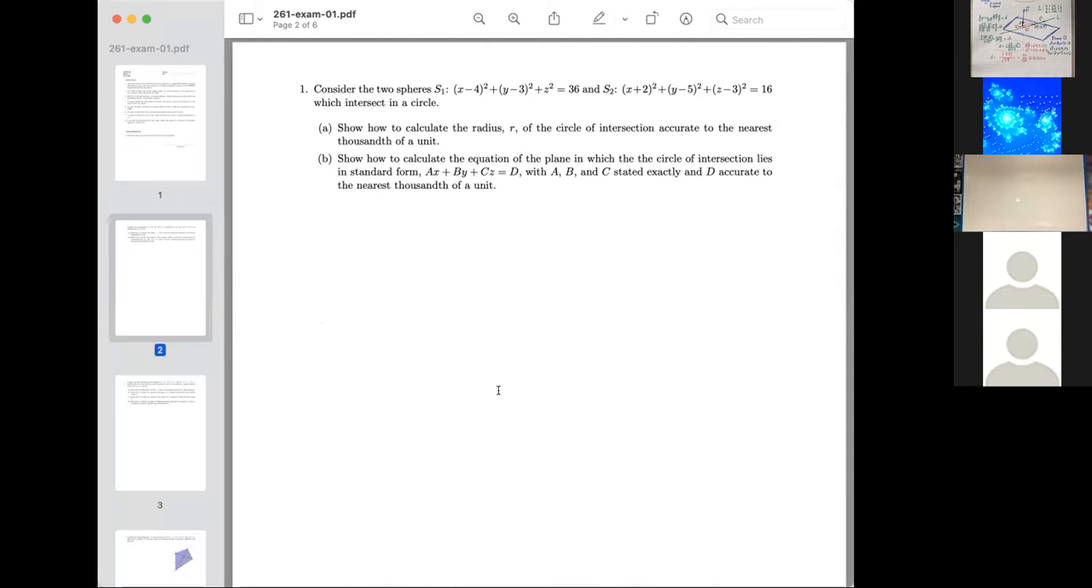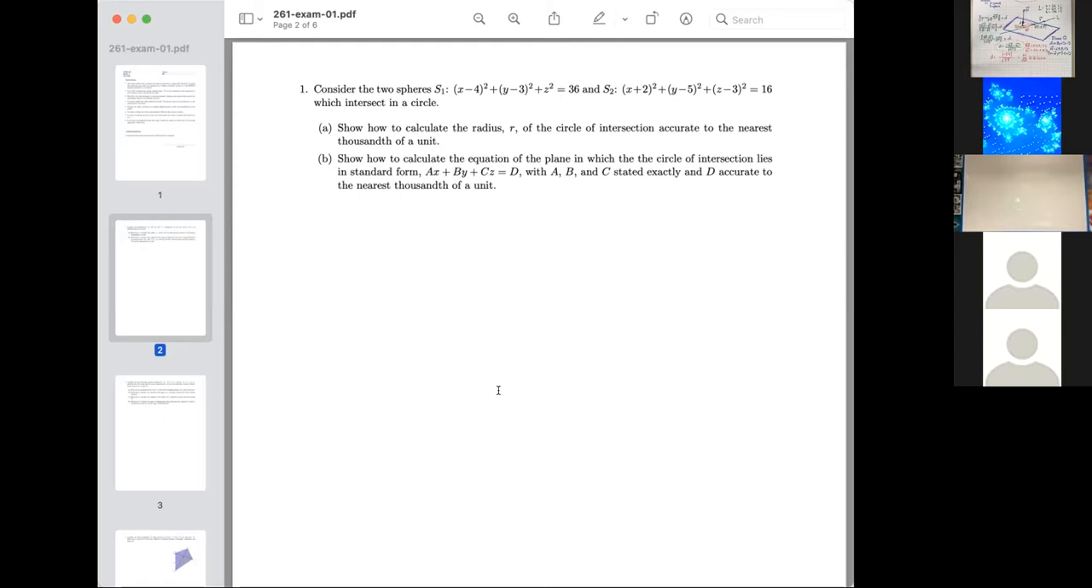Consider these two spheres, S1 and S2. They intersect in a circle. I did not ask you to prove that, but a little bit of visualization. Two spheres do not have to intersect at all, but if they do intersect, they can do it in a multitude of ways. They could just touch at a single point. They could actually be the entire same sphere in disguise. Or if they overlap and they're not the same, any overlapping has to produce a circle. You can think about that for a second.